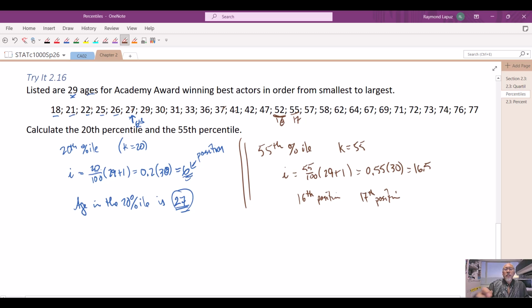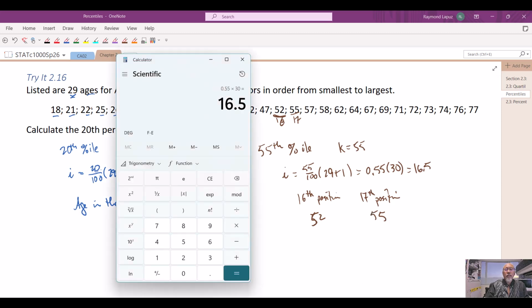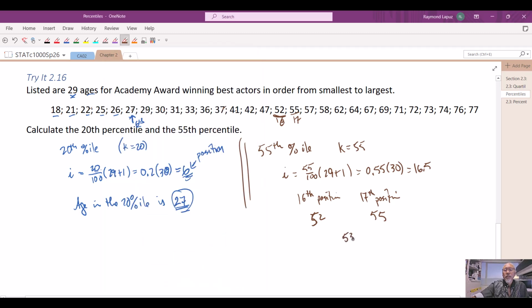So we take those two numbers, 52 in the 16th position, 55 in the 17th position, and then we find the average between them. So that's 52 plus 55 equals, and then we're going to divide by 2. Divide by 2, and we got 53.5.